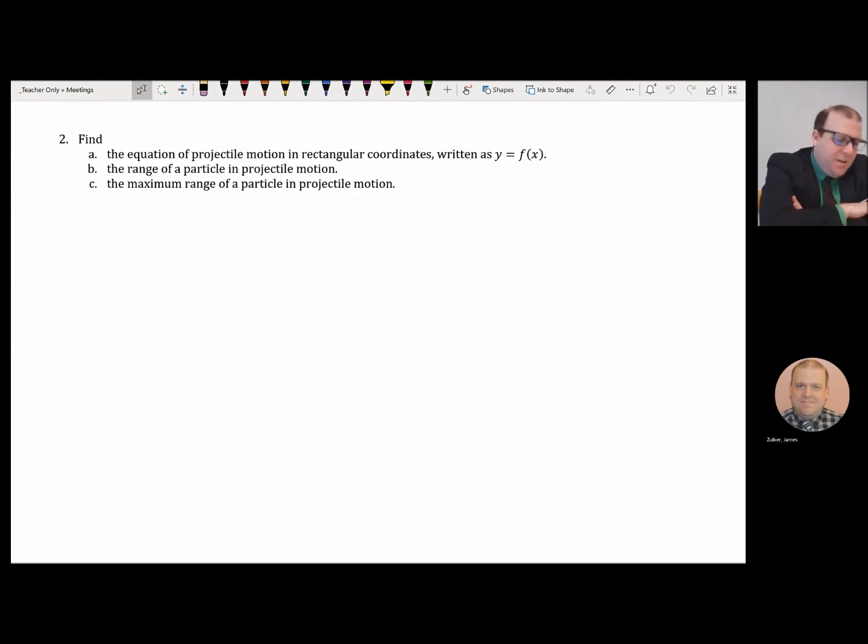Find the equation of projectile motion in rectangular coordinates, written as y equals f of x. That's what we're going to start with. So first, the equation for projectile motion.